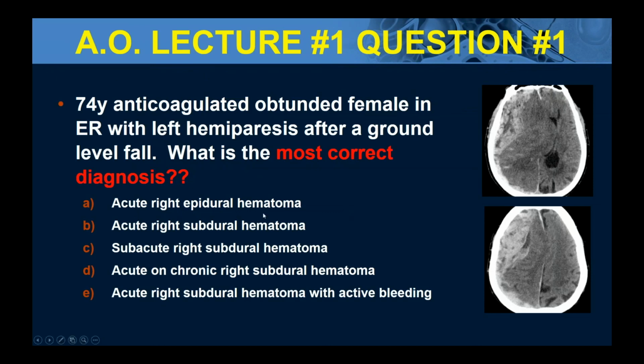So here's your question number 1. 74-year-old anticoagulated obtunded female, left hemiparesis after ground level fall. What is the most correct diagnosis given these imaging findings? Non-contrast CT scans, you've got 5 choices. I'll give you a few seconds to read them while I take a sip of Nectar of the Gods Diet Coke. And write down what your answer is.